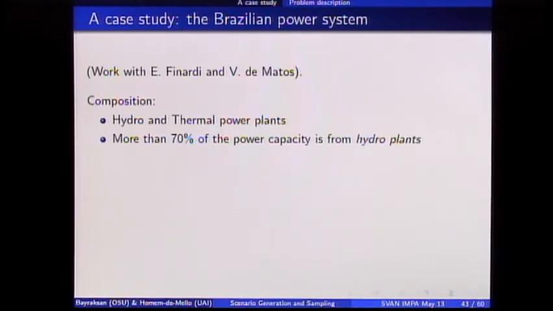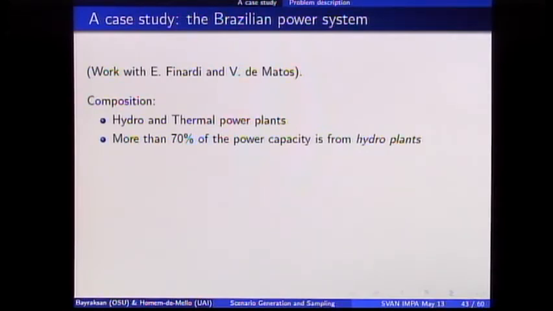I want to finish up our discussion by illustrating a case study, something we did with Erlon Finardi and Vitor de Matos from the Federal University of Santa Catarina. This was a case study for the Brazilian power system. Of course, this is just a simpler model of the situation. This was a simplification of the actual model that people like Joailly have to solve.